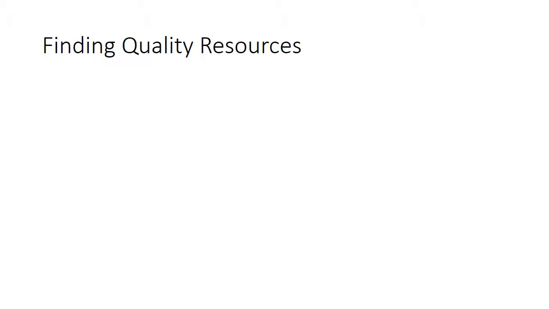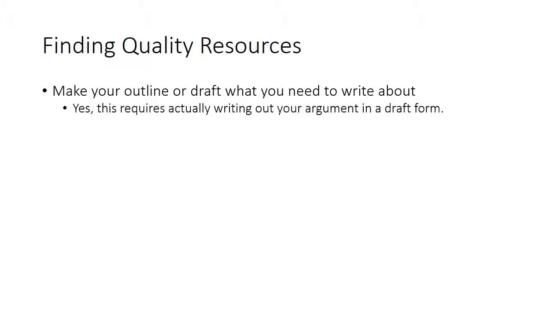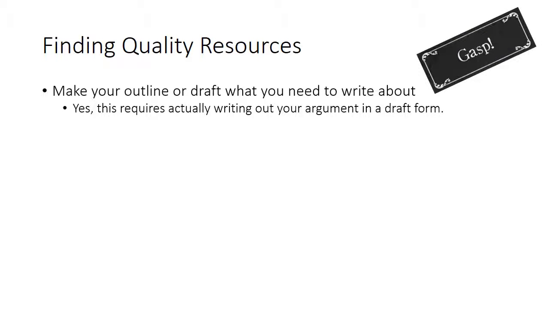Finding quality resources. Everybody wants them. How do you get them? Oh my goodness, let's find out. Make an outline or draft of what you need to write about. Oh my gosh, this requires actually writing out your argument in draft form. Everyone gasp. I know, I'm asking you to write a draft, or at least scribble some stuff on a piece of paper that says, I think I'm going to talk about these things. I think these are going to be my points. Why would I do that?